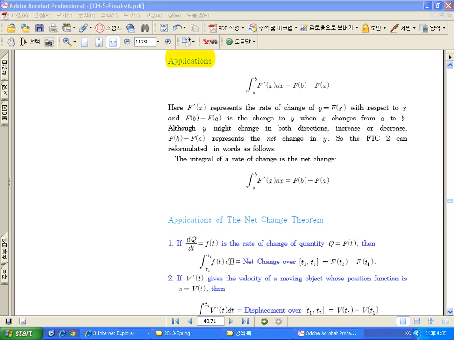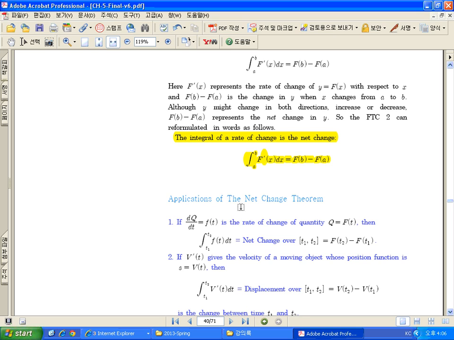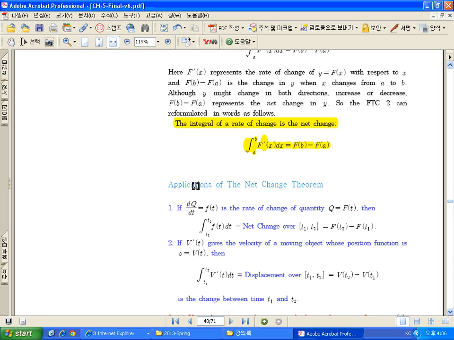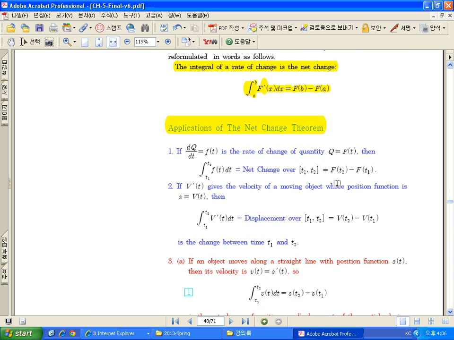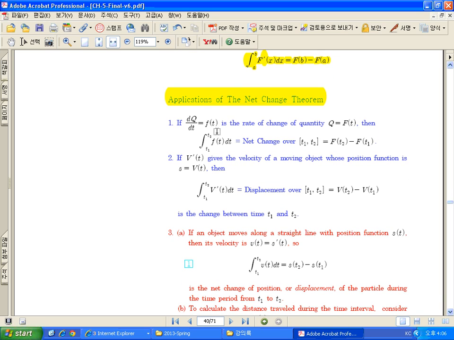The integral of a rate of change is net change. So let's take a look at the applications of the net change theorem. If dq over dt is f of t, the rate of change of quantity q, then the integral from t1 to t2 of f of t dt is the net change over this interval, which can be written as F of t2 minus F of t1.